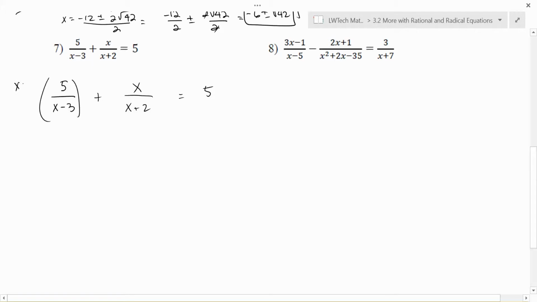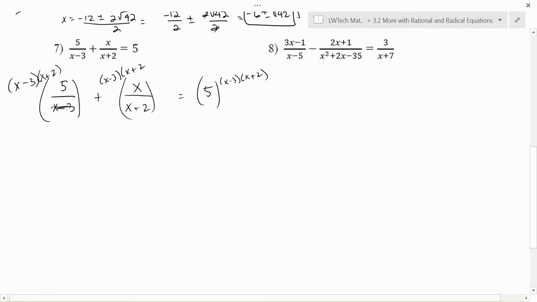So in this case, I'm going to need to multiply by x minus 3 to get rid of this denominator, but I'm also going to need to multiply by x plus 2 to get rid of the next denominator. So that's what I need to multiply each of these things by. An x minus 3 and an x plus 2. And then I also have to multiply this by an x minus 3 and an x plus 2. Okay, so let's see what happens here.